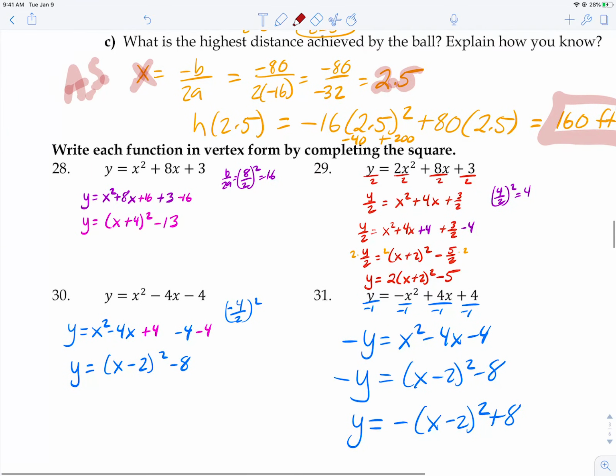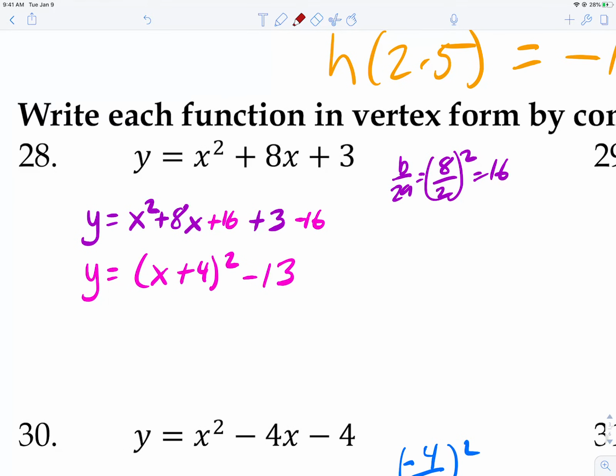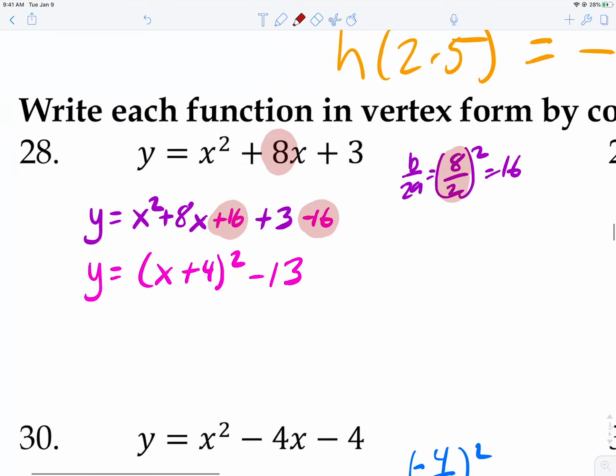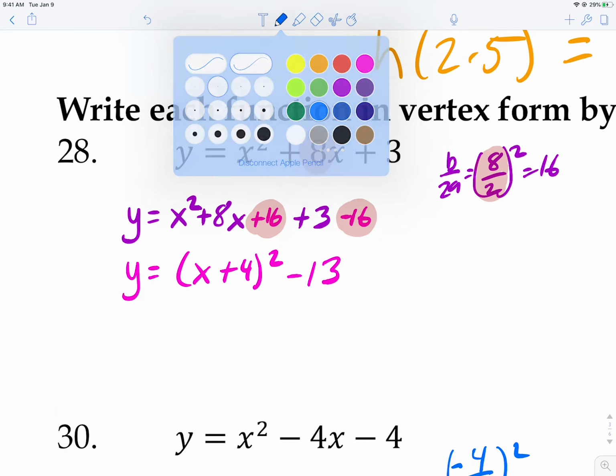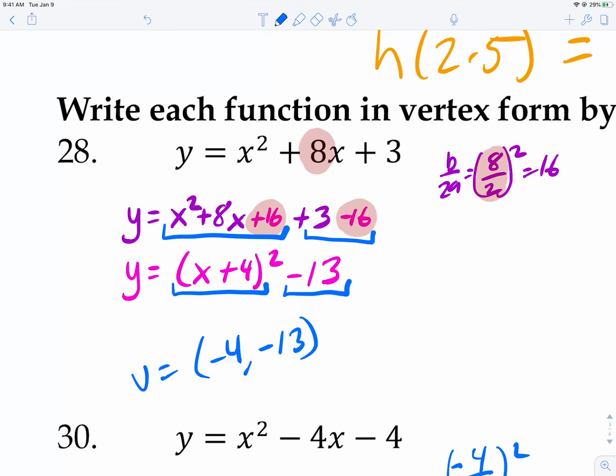Number 28, write each in vertex form by completing the square. So first you take your coefficient of x squared, it's a 1, so that's good. We don't have an extra step. The coefficient of b, you divide it by 2, and then you square it. And what you do is you not only add it to the first 2 terms, but you subtract it from that constant. And that will get you your factored equation, because these first 3 are a trinomial square, which happens to be x plus 4 squared, and 3 minus 16 is negative 13. So if I'd asked you what's the vertex, you could tell me negative 4, negative 13 is my vertex.